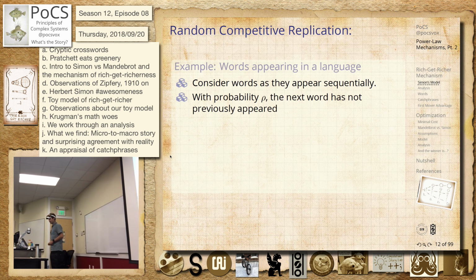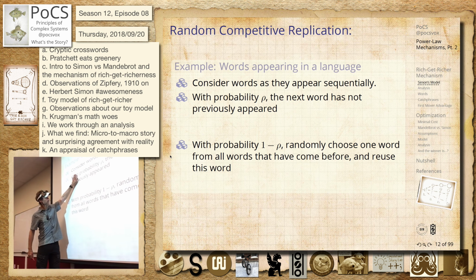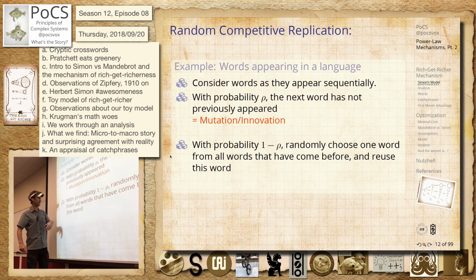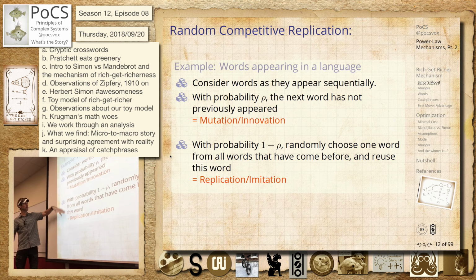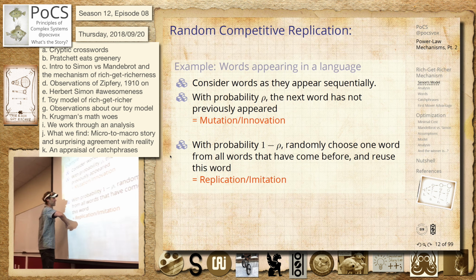Okay, so words appearing in language, right? So as I said, this is the Moby Dick thing. This is just writing out what we had. So rho, the next word has not appeared. And 1 minus rho, it has, and we just copy. And again, we have these 2 things. So it turns out, obviously this is not how you write things, but there's also an extra piece.